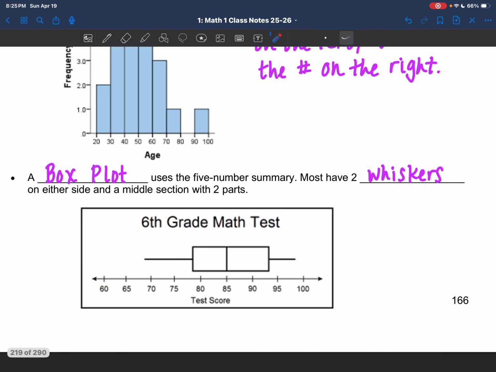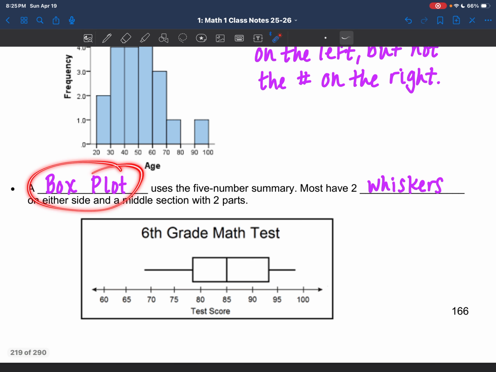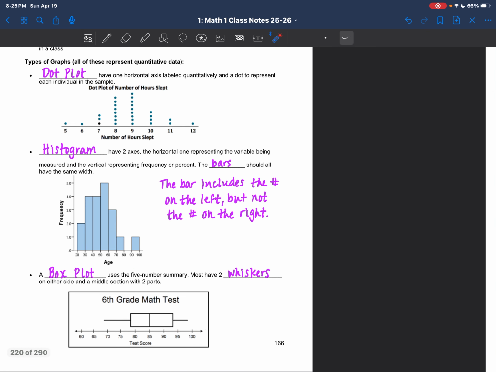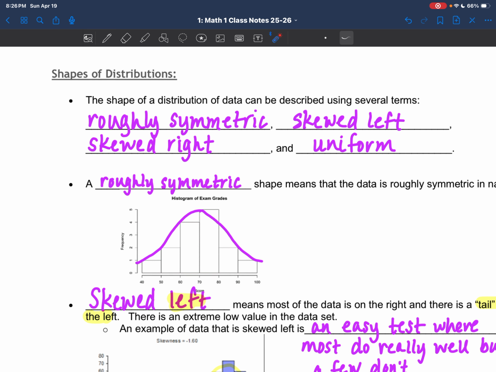Then you have a box plot. So a box plot uses the 5-number summary. We'll talk about that a little bit later. Most have 2 whiskers, so these are considered your whiskers, on either side, and a middle section with 2 parts. And again, we'll go over this a little bit more later. But it's a box with whiskers, so that's why it's called a box plot, or box and whiskers.